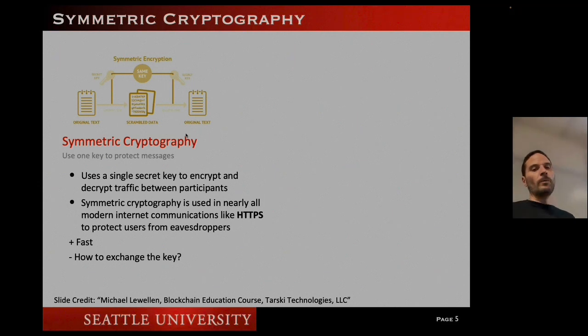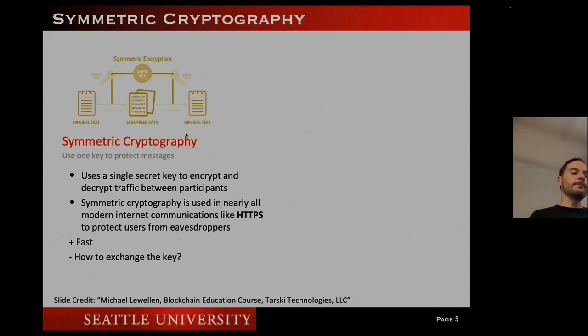So now we'll go through each of these areas in more detail. If we're thinking about cryptography, there is symmetric cryptography. And this is essentially where a single secret key is used to encrypt and decrypt traffic between participants. And it is used all over the place. It is used in modern internet communications like HTTPS or SSL to protect users from eavesdroppers.